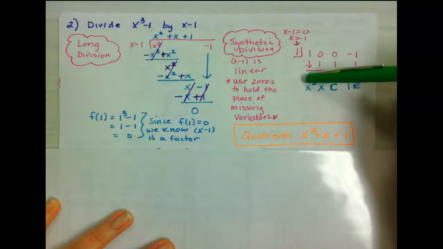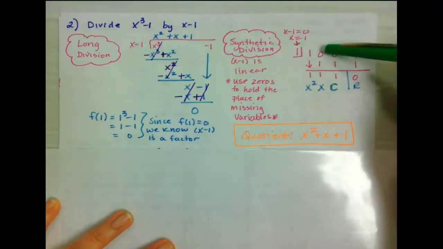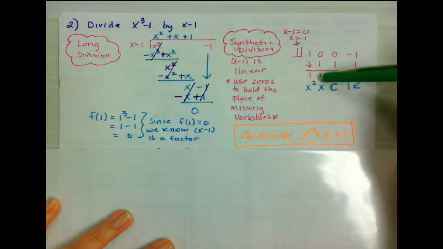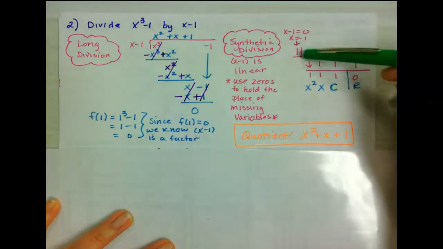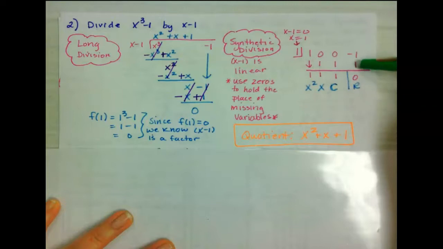So you drop the first number down below. You multiply when you're below, write your answer up above. You add when you're above, write your answer below. You multiply when you're below, write your answer above. You add when you're above, write your answer down below. You multiply when you're below, bring it up here.